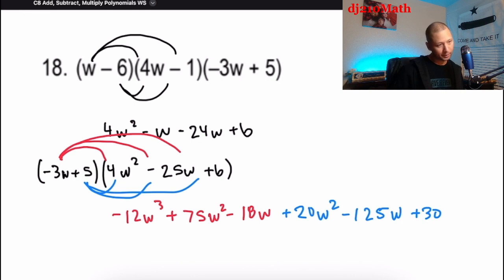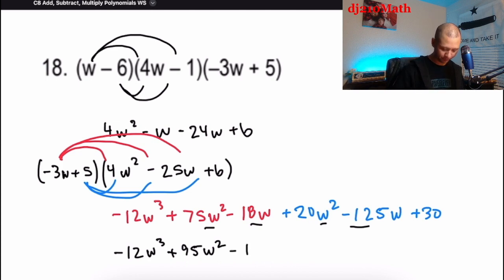All right, combining like terms. We have one w cubed term, so negative 12w cubed, two squares, so it's plus 95w squared. Two single w's is going to be negative 143w plus 30.